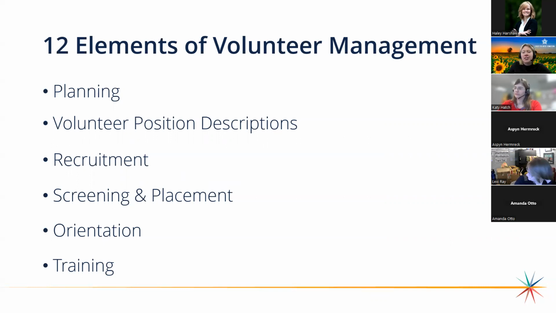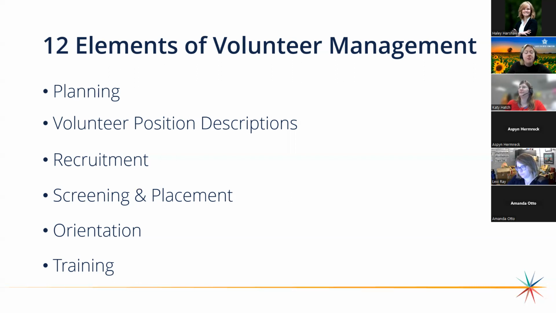Our second element is volunteer position descriptions. Creating volunteer position descriptions defines the work that your volunteers will be doing as specifically as possible. Position descriptions are really important because they define the work the volunteer will be doing, and they set the expectations of both the volunteer and the agency at the beginning of the relationship, which helps to mitigate risk and provides a clear understanding of the training and the support that a volunteer will receive to help them be most impactful and successful in their role with your organization.